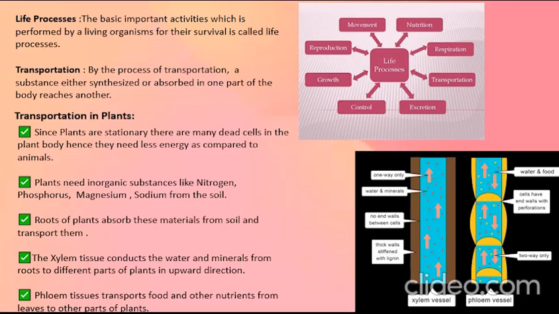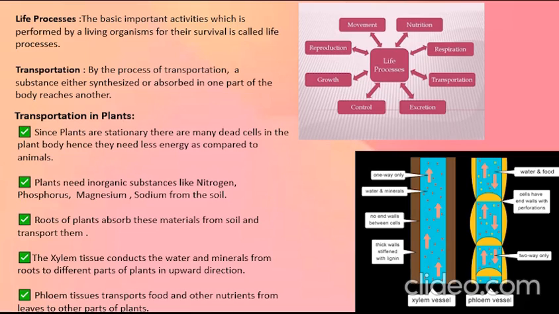By the process of transportation, a substance is either synthesized or absorbed in one part of the body and reaches another part. Now, how does transportation take place in the case of plants? As plants are stationary, there are many dead cells in the plant body, and hence they need less energy as compared to animals. Not only this, plants need inorganic substances like nitrogen, phosphorus, magnesium, sodium. All these substances they take from the soil.